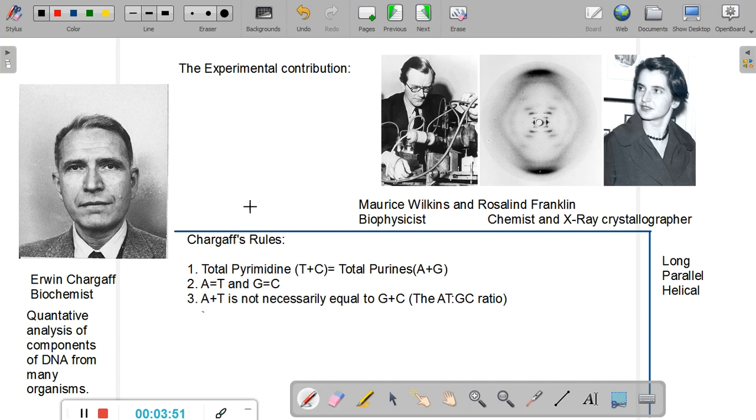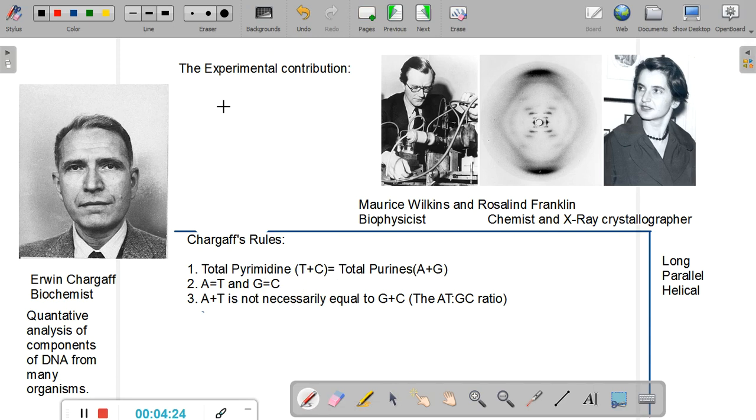These conclusions he came out with are today known as Chargaff's rules. What he figured out was about the total number of pyrimidines, thymine and cytosine. I hope you remember what pyrimidines are: the monocyclic nitrogenous bases. And similarly, we've got purines, which are bicyclic nitrogenous bases present in the DNA. Now, let us have a look at Chargaff's rule.